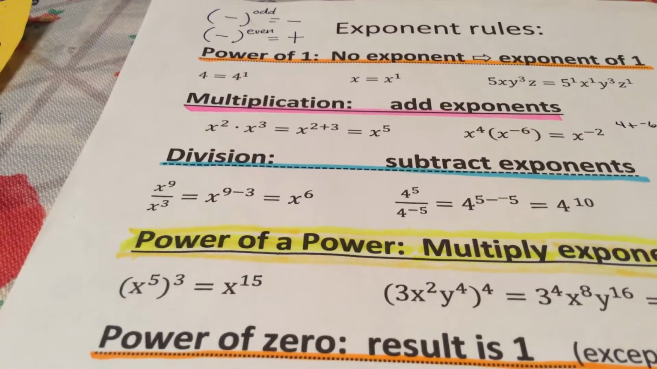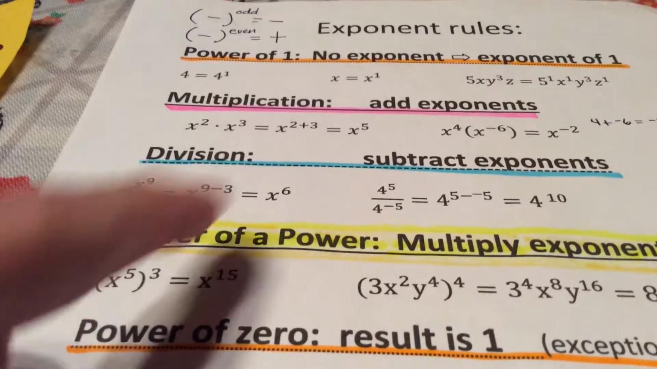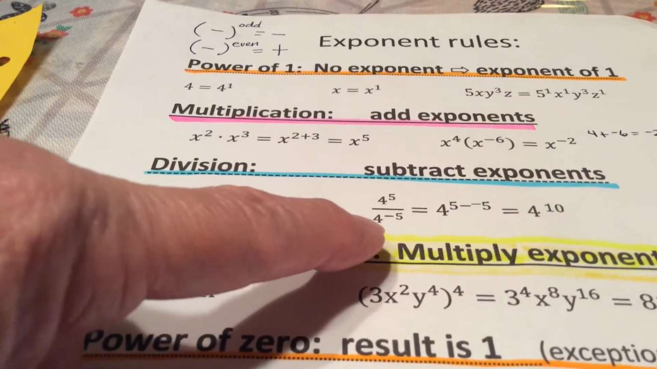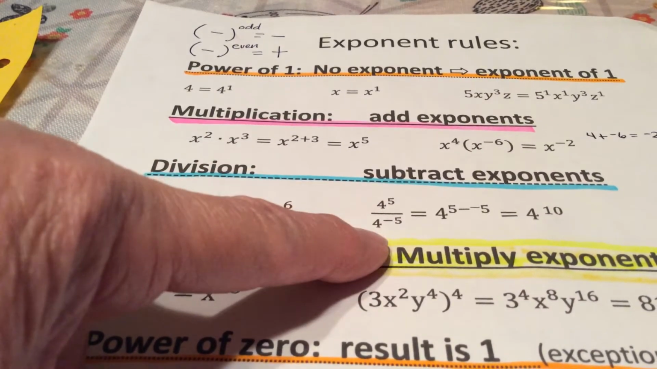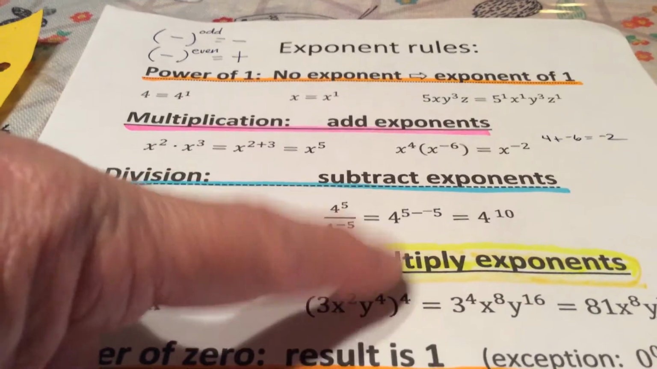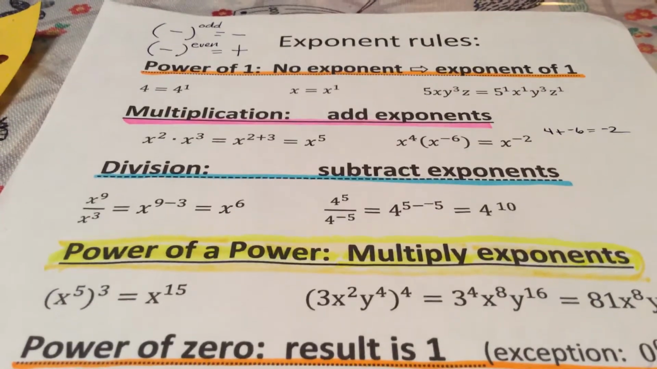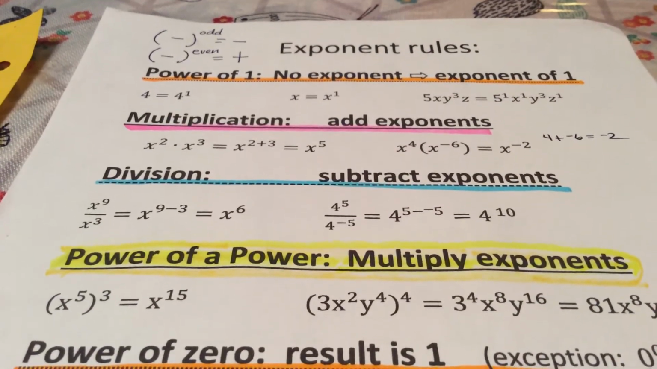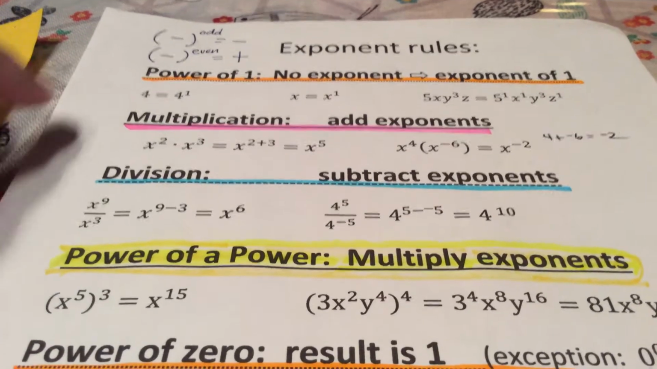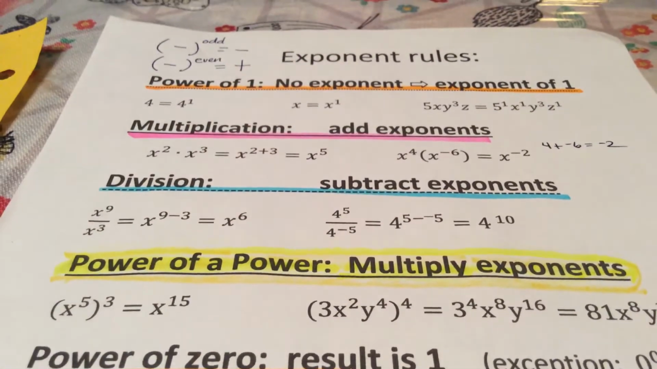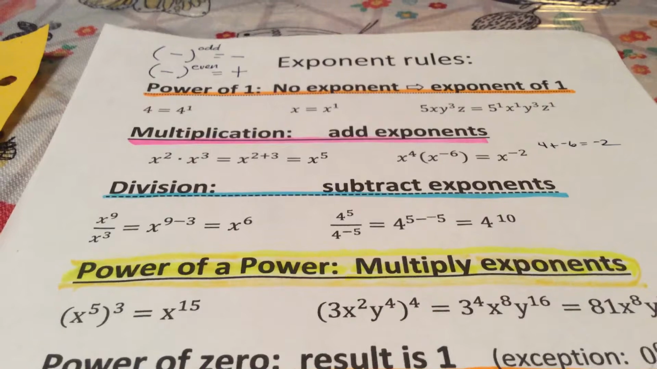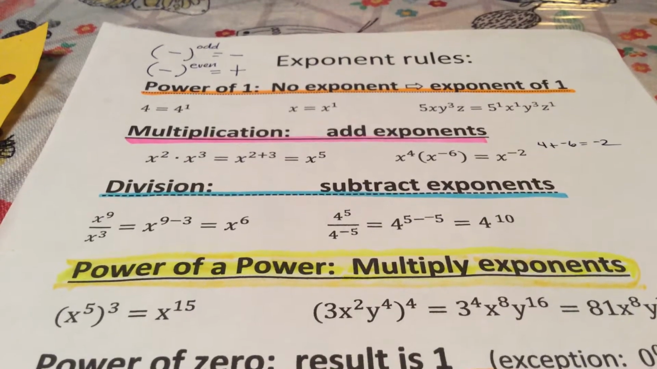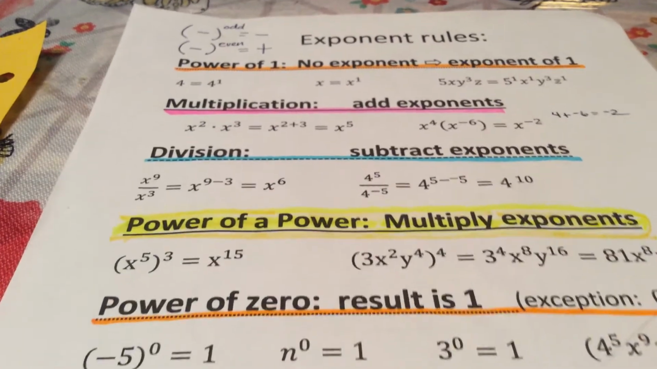When we're doing division, we actually subtract our exponents. Be really careful when you have a negative, especially in the denominator, because 5 minus a negative 5 is not 0. It is 4 to the 10th power. I would suggest that you go through here and use different highlighters or colors to color between these to kind of make your sheet where it will break it up.